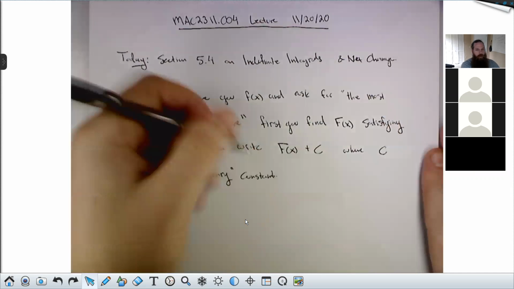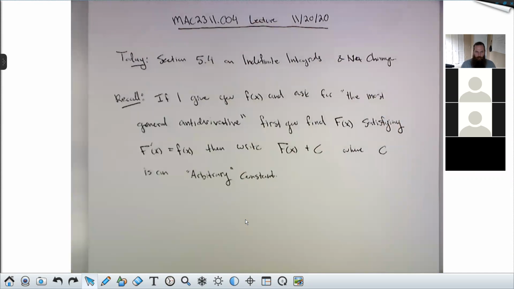And we talked about this back in section 4.9, right? Where I asked you for the most general antiderivative, you apply the appropriate kind of backwards differentiation rule to find your core antiderivative, or the thing that you know differentiates to little f. And then you slap on a plus c. And I just want to remind you that that plus c makes this not one function, but an infinite family of functions, right? It's all the functions that differentiate to little f, because this guy differentiates to little f, and no matter what c is, c will differentiate to 0.